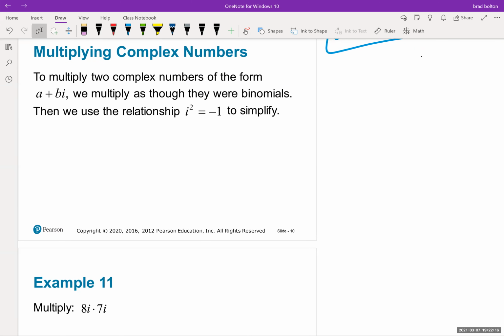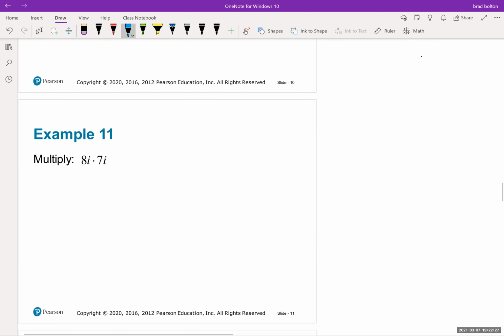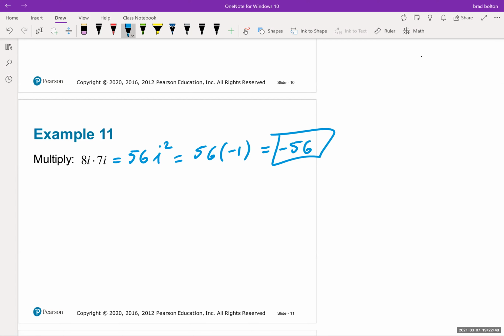Now this requires a little bit more effort on our part, and this is going to come into play a lot. i squared is worth -1. So we're going to use this over and over again when we're multiplying complex numbers. And you'll see why right here. Suppose we have 8i times 7i. Well, that will be 56. Now imagine if that was an x, that would be 56x squared. But it's an i, so it's 56i squared. But what's i squared worth? -1. So then this becomes -56. And there we go. That's all there is to it.